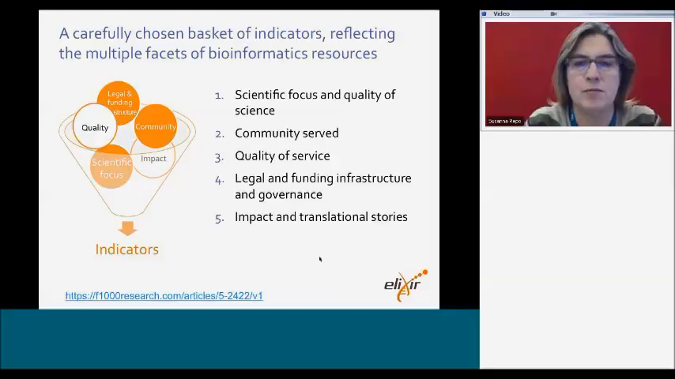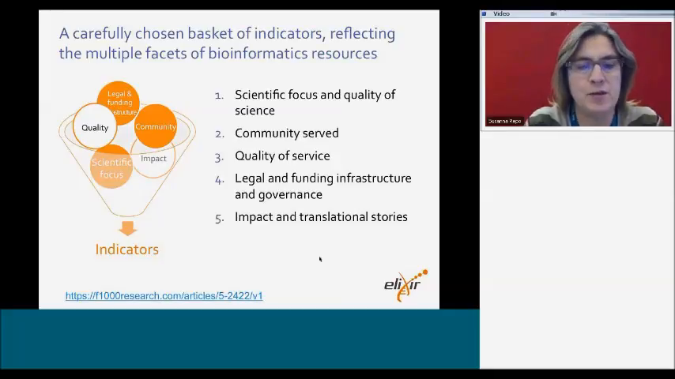these core data resources. So the sort of five main categories of this are scientific focus and quality, what about the community that's being served, about the quality of the service, which is slightly different from the quality of the science, what the funding infrastructure is, what the governance is, and can we find stories and evidence to support the fact that these are impactful on the wider community, so translational stories.